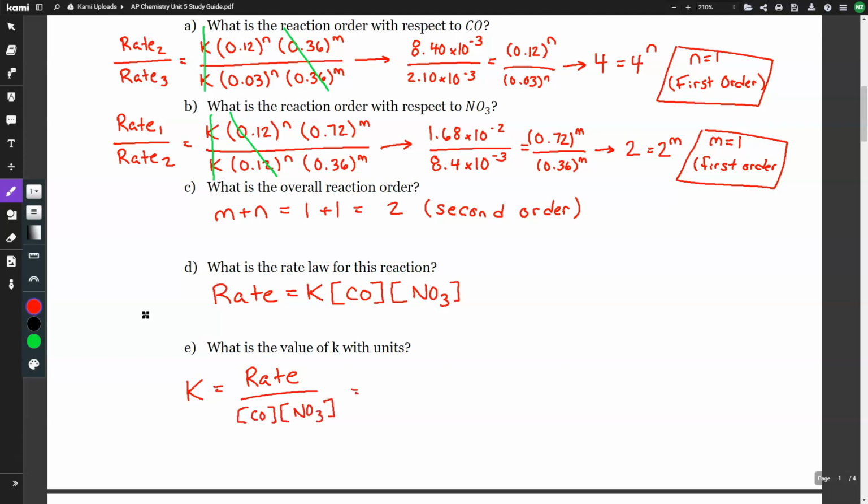So if we plug in, you can pick any of the experiments. I'm just going to go ahead and pick experiment 1. So 1.68 times 10 to the minus 2 over, for CO in experiment 1, it's 0.12, and then for NO3 in experiment 1, 0.72. If we plug that into our calculator, we get 0.194. And because this is second order, our units are going to be 1 over M times s.